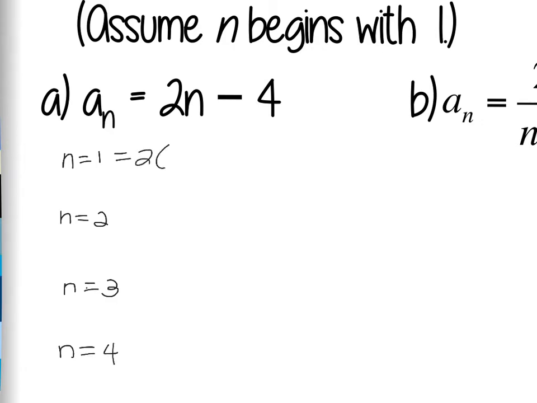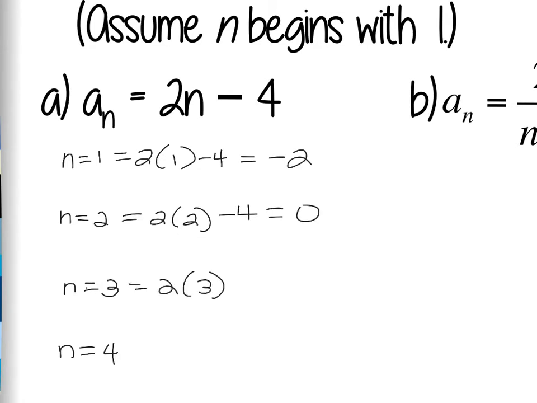So this would be 2 times 1 minus 4, 2 minus 4, which is negative 2. This would be 2 times 2 minus 4, 4 minus 4, which is 0. 2 times 3 minus 4, 6 minus 4, which is 2. 2 times 4 minus 4, 8 minus 4, which is 4.